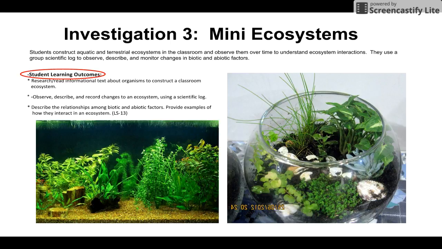The student learning outcomes: research or read informational text about organisms to construct a classroom ecosystem; observe, describe, and record changes to an ecosystem using a scientific log; describe the relationships among biotic and abiotic factors; and provide examples of how they interact in an ecosystem.